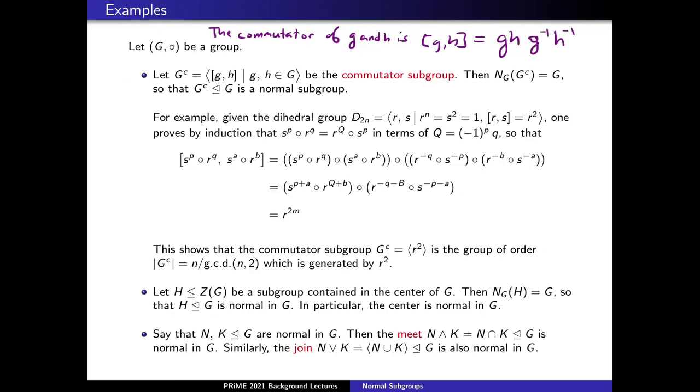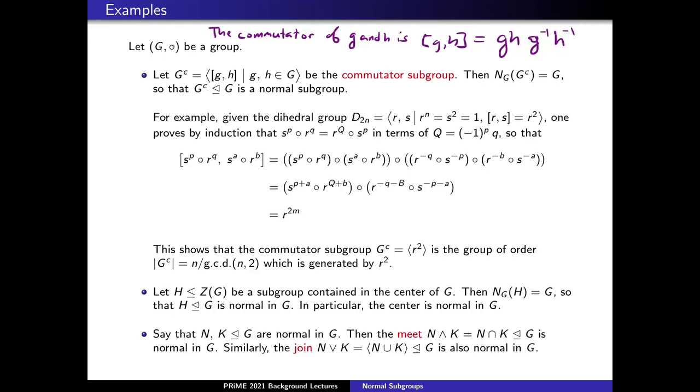So next we're going to define the notion of the commutator of two elements. Let G be a group, and so the commutator of two elements in G, let's call them g and h, is denoted by bracket g, h, and it's equal to g h g inverse h inverse. And with this, we can consider the commutator subgroup, which is the group generated by all the commutators of g and h, as g and h vary throughout the group G.